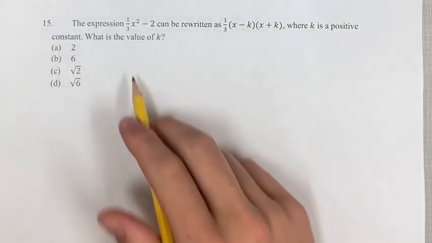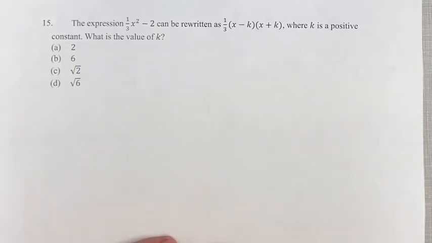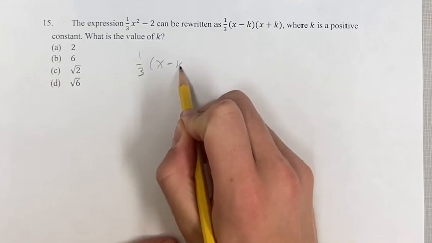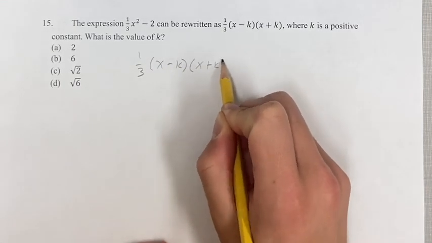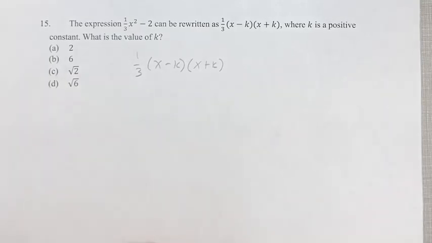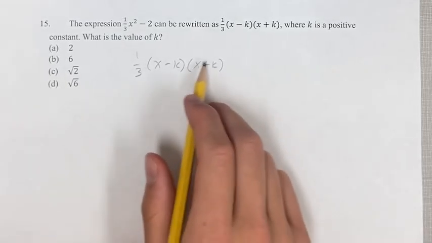In this problem, we have the expression 1/3 x² minus 2. We're told it can be rewritten as 1/3 times (x minus k) times (x plus k). And we're asked, given this, what is the value of k? So the easiest way to do this is to distribute out these two binomials.